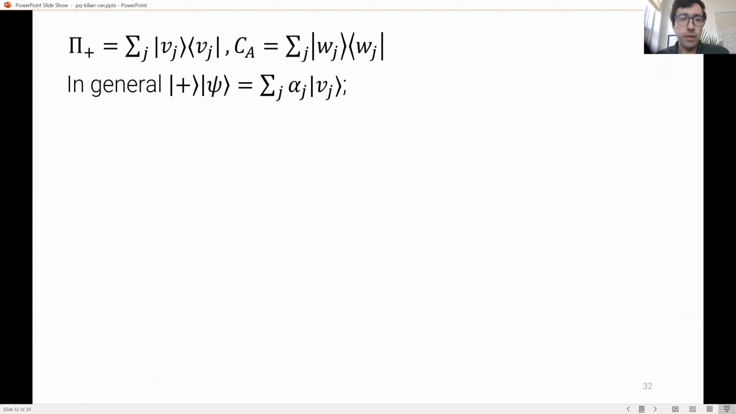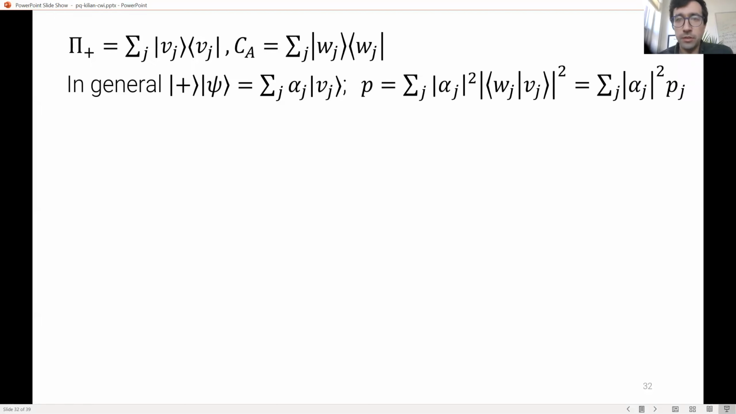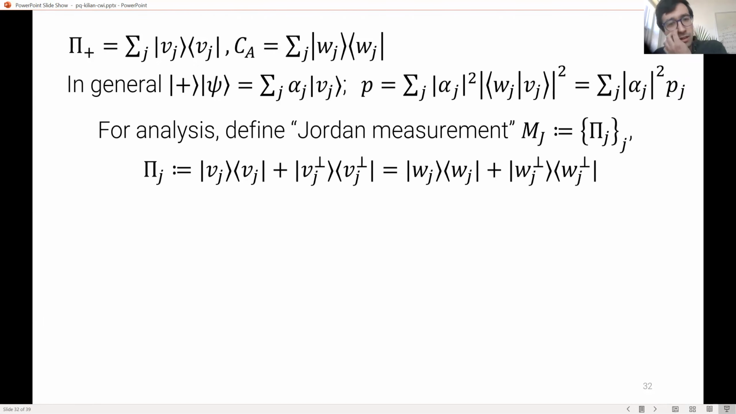So in the general case, what we do is we decompose this state as a sum of these Vj vectors, right? And so now P is going to be the weighted sum of the Pj's according to the amplitudes of the individual vectors. And for the analysis, we're going to define this Jordan measurement, which projects onto the individual subspaces Sj. This is a very useful tool for analyzing these procedures.